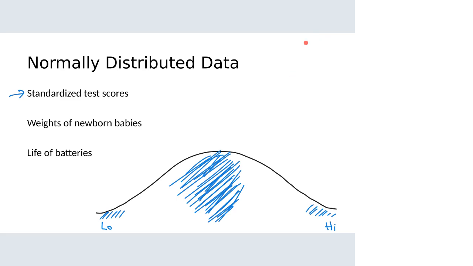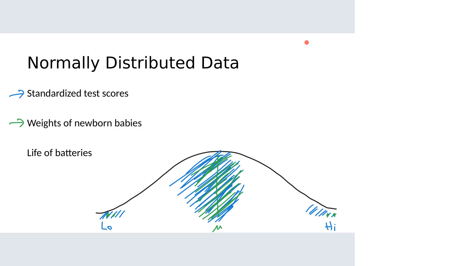Same thing could be said of weights of newborn babies. There's a mean number in here for the weights of newborn babies. Most babies are going to be close to the mean. Sometimes you might get a really heavy baby. It's unlikely to have one way out here, but it does happen. It's also unlikely, but it does happen, to have a really light baby. And as you move further away from the mean, the number gets smaller and smaller and smaller. And that gives us normally distributed data.